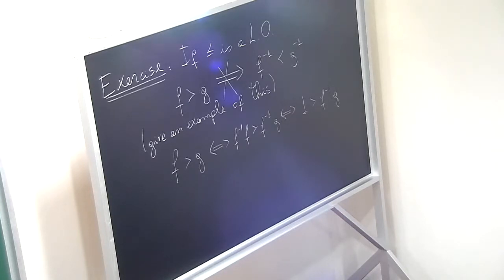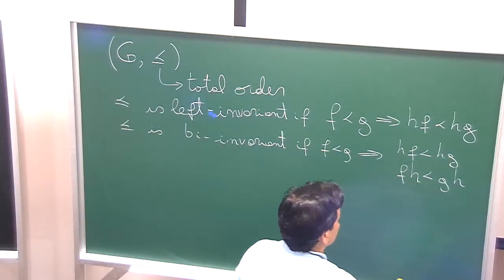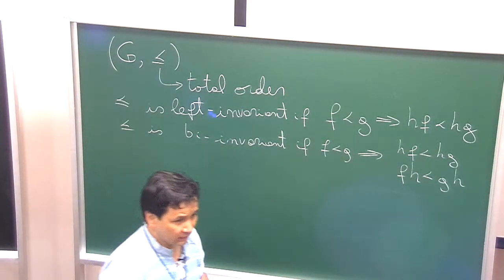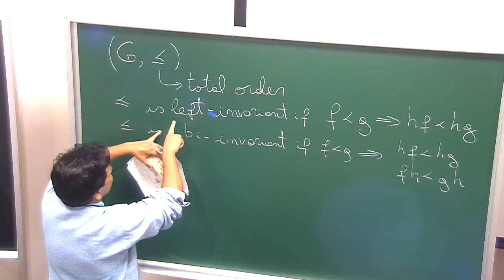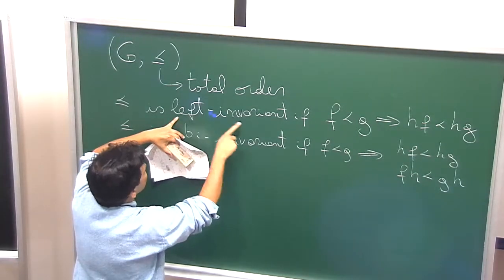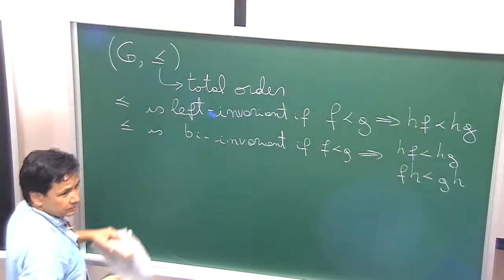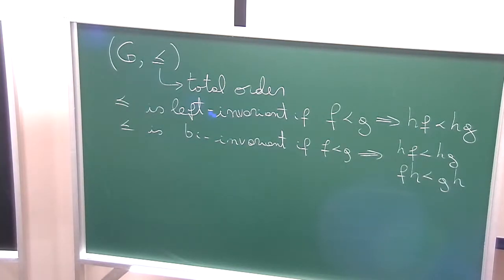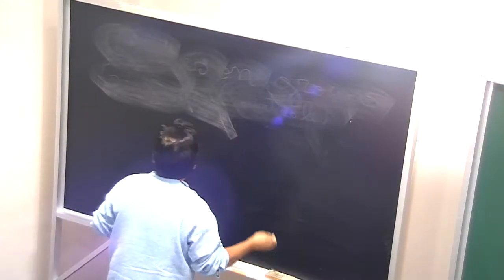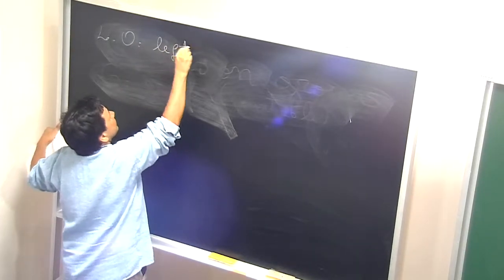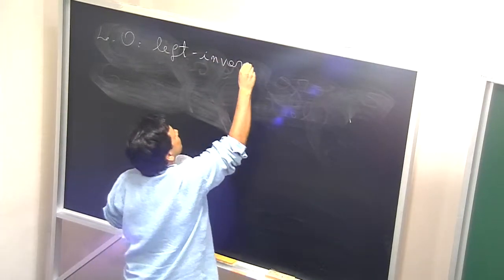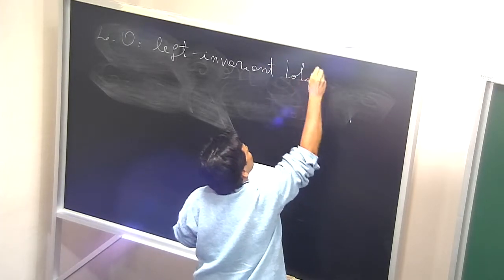Okay, and there are many other examples of groups. Yes, when you say left order, do you mean left invariant? No. Left order will be for left-invariant total order. So LO will be left-invariant total order.